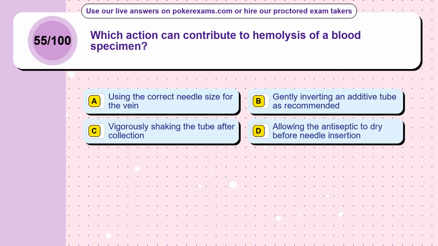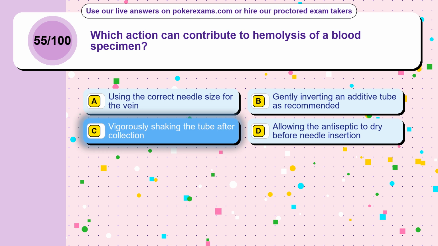Question 55. Which action can contribute to hemolysis of a blood specimen? Option A. Using the correct needle size for the vein. Option B. Gently inverting an additive tube as recommended. Option C. Vigorously shaking the tube after collection. Option D. Allowing the antiseptic to dry before needle insertion.